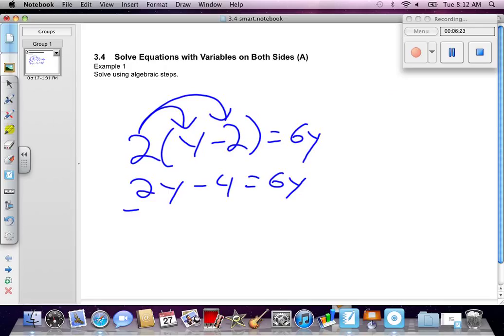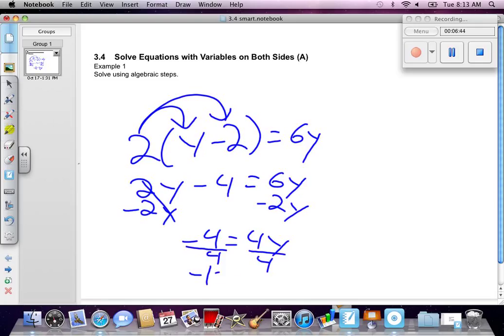Now you subtract 2y from each side. Remember, if you move it across the equal sign, you have to change the sign. So you get negative 4 equals 4y. What do I do now? Divide by that positive 4. And you get negative 1 equals y.